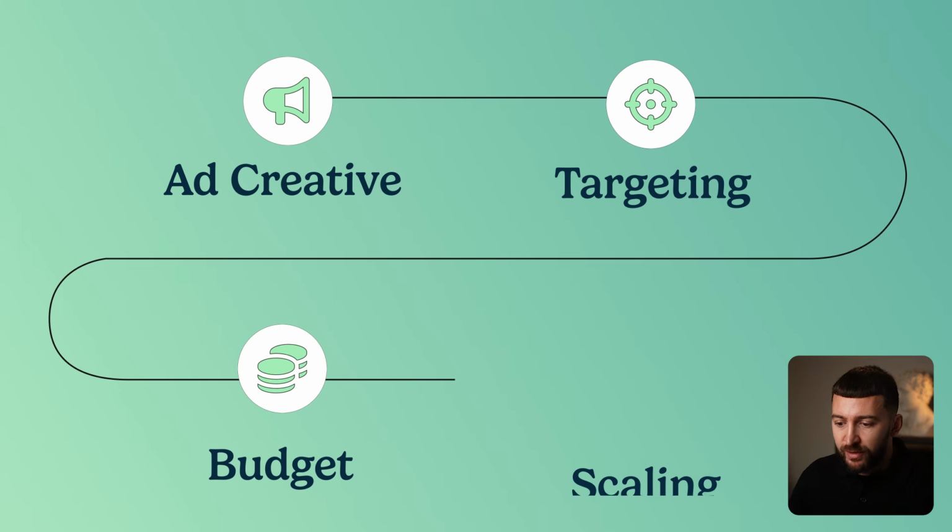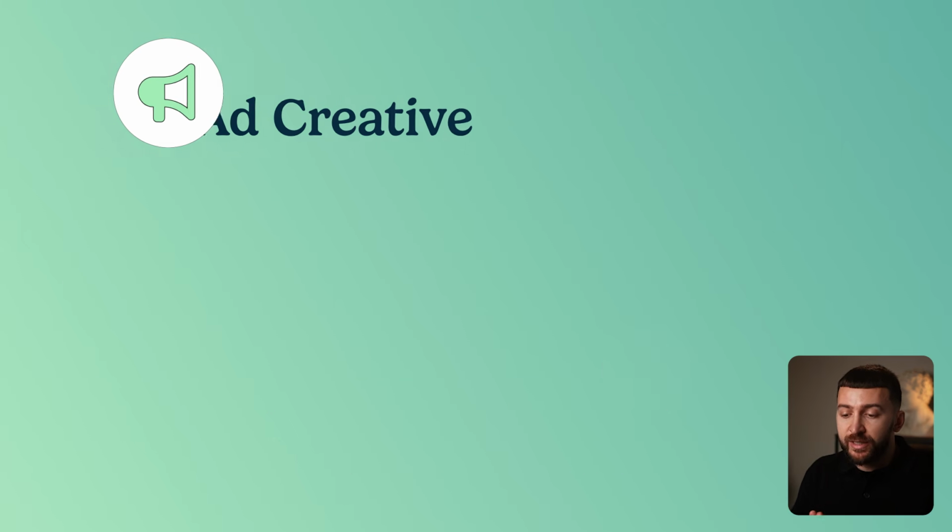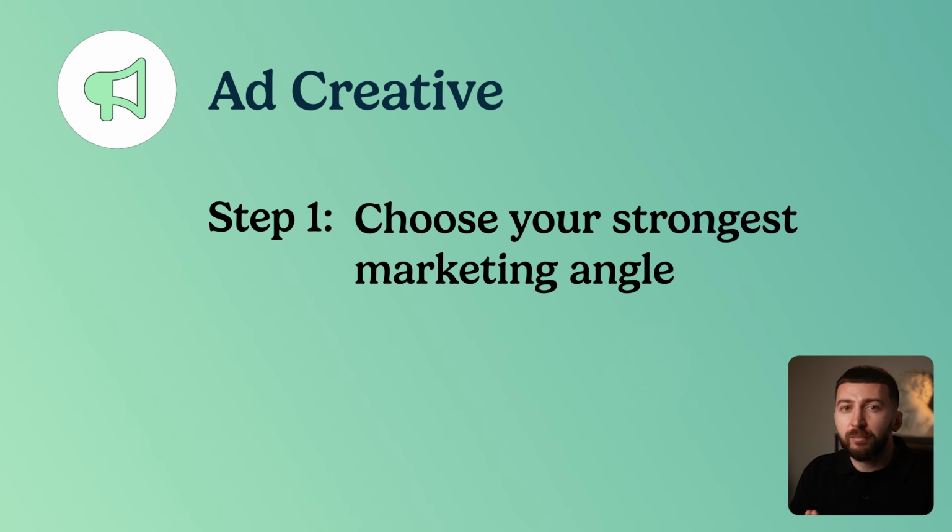So now we've gone over that, let's have a look at the actual campaign structure, right? So where do you start? Well, step one: pick one marketing angle, right? Just start with one marketing angle. So think about your product and think about what is the strongest marketing angle for your product. What is the main problem that your product solves?